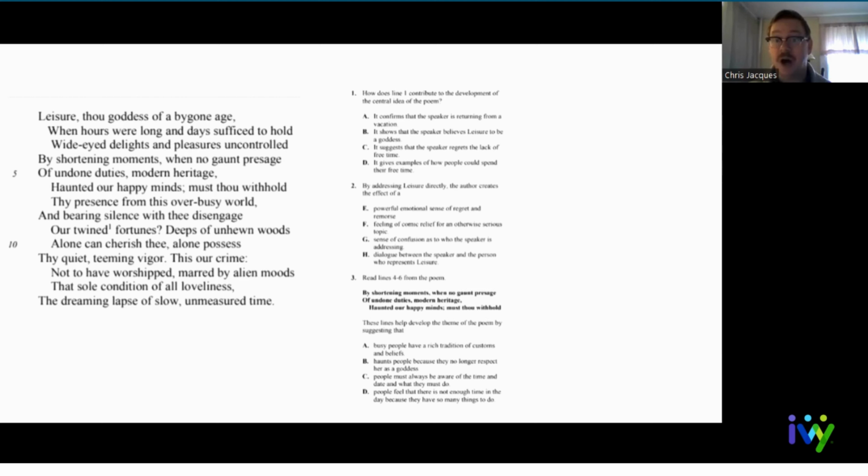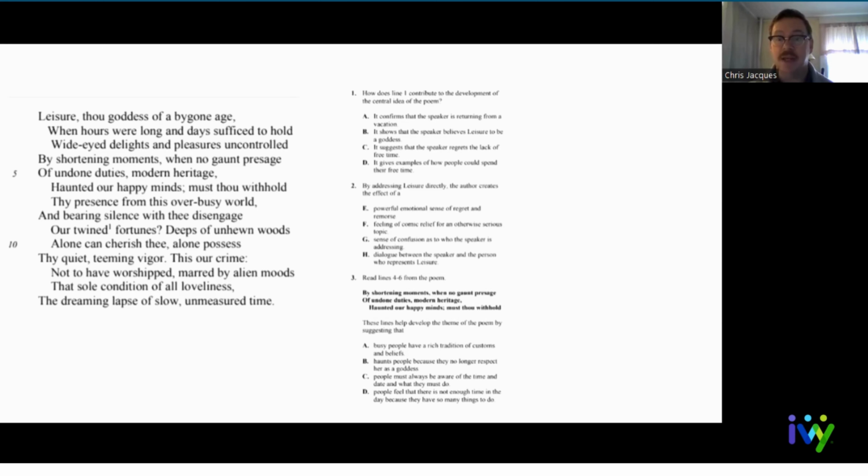Now let's look at the answers and see which one matches with the idea that leisure is gone. The first one, A, it confirms that the speaker is returning from a vacation. Now, that might be a tempting answer, but nowhere in here do we get anything about vacation, and this line certainly does not confirm that. Now, B, it shows that the speaker believes leisure to be a goddess. Well, that may or may not be true, but the central idea of the poem is that leisure has gone, not that the speaker believes leisure to be a goddess.